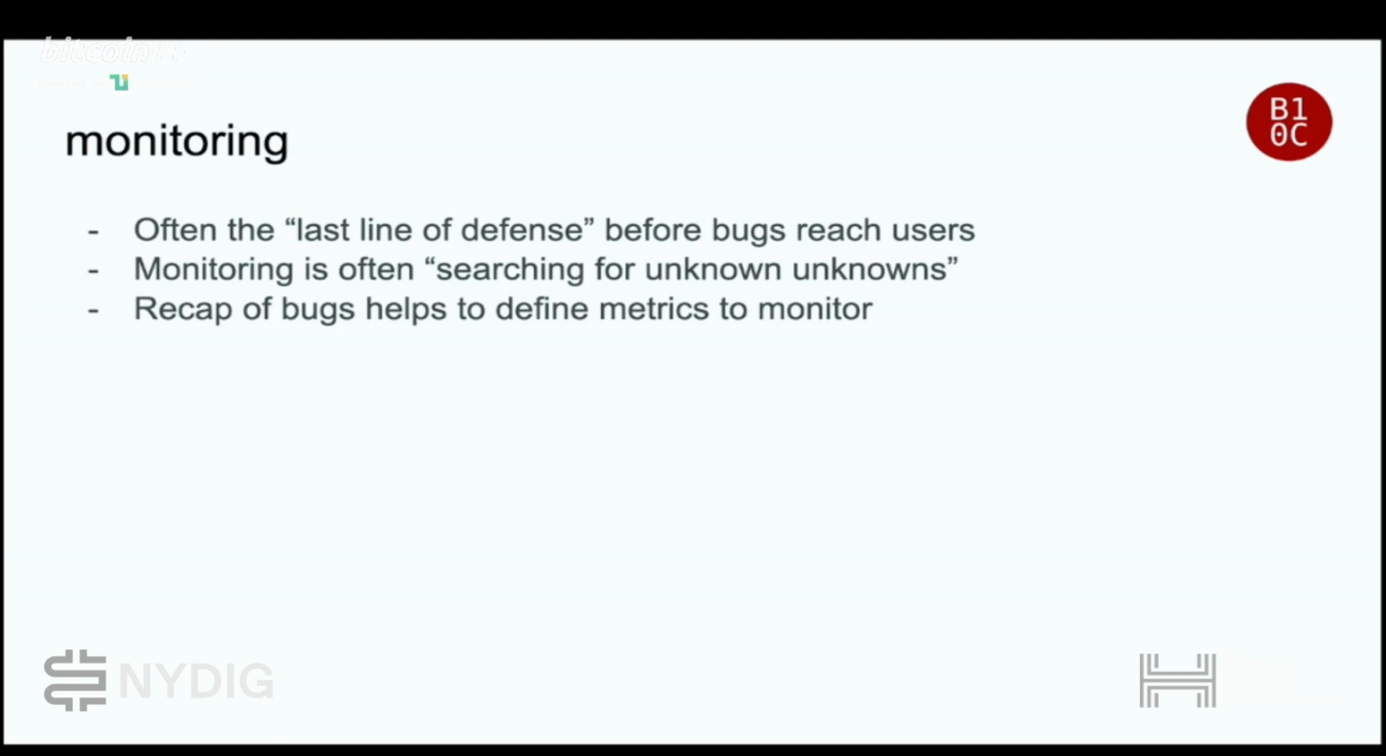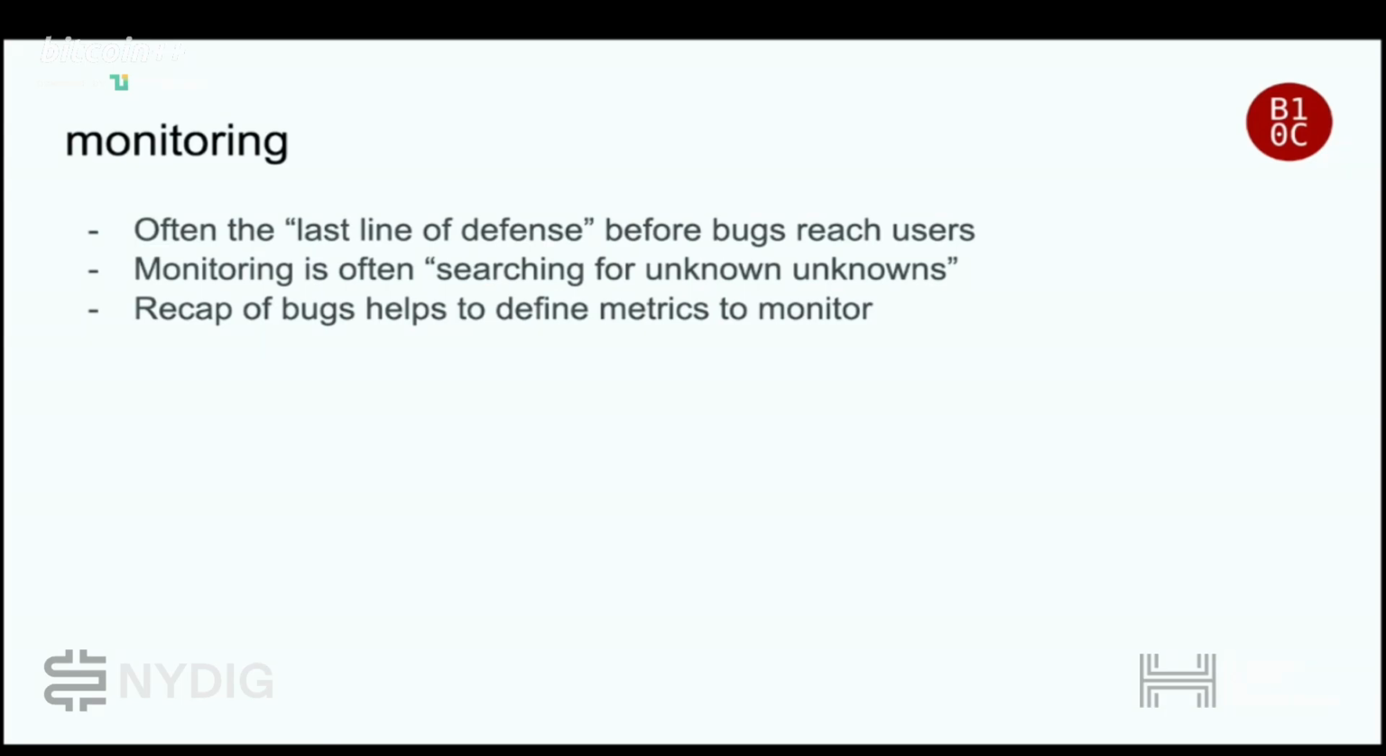And then on my side, on the monitoring side, I was thinking, well, monitoring is one of the last lines of defense before bugs reach the user. Obviously here, the bugs reached the users, for example, Unpool being affected. But I thought, what can we do about this? What can we improve? Monitoring is very often searching for unknown unknowns. So you need to collect more data, and you don't actually know what you're going to do with it in the future, and you hope to detect something.